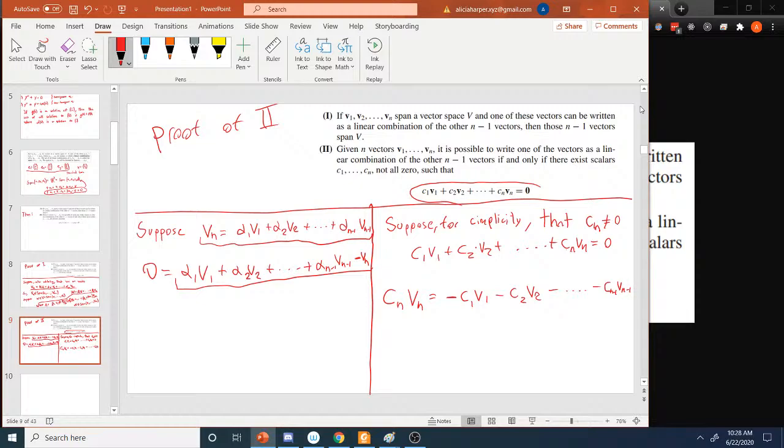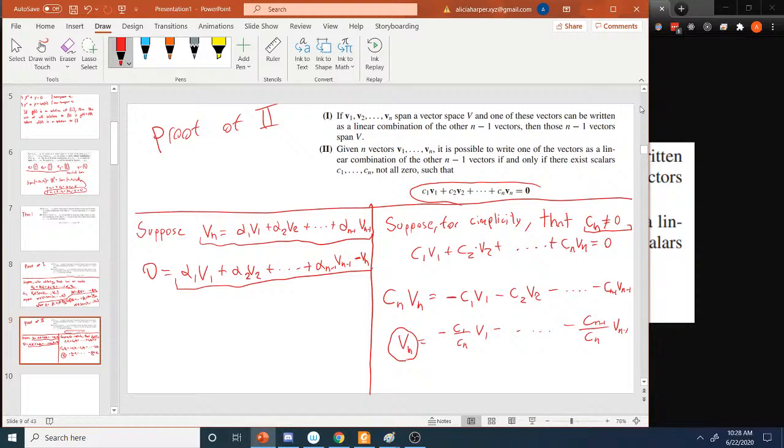And now I can use my assumption that Cn is not equal to 0 to divide this entire relation through by Cn. And I find that Vn here is equal to negative C1 divided by Cn times V1 minus and so on, minus Cn minus 1 divided by Cn times Vn minus 1. And I've now expressed my vector Vn in terms of the other n-1 vectors.